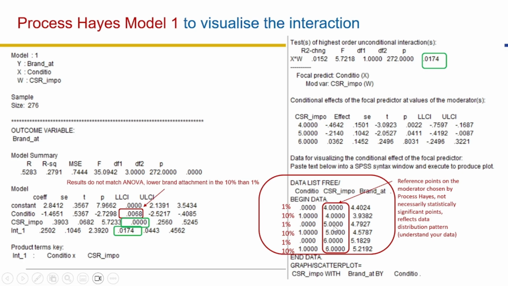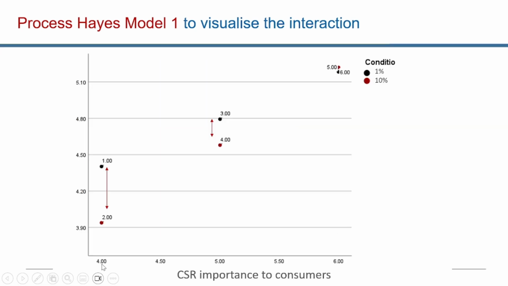And this helps us to interpret this chart because this explains why everything starts with 4. It's not that the effect is statistically significant at 4. It's just the software picks those points to show us the visualization. And what you can see here, again, sort of does not make sense because brand attachment is lower when the company spends less on CSR. It's actually higher when company spends less on CSR.